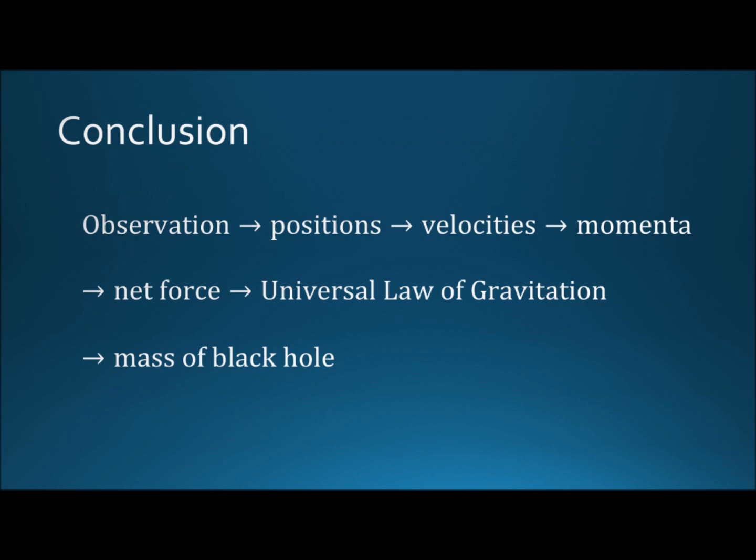So in conclusion, we were able to find forces acting on an object starting from observations. After identifying the system, we were able to work backwards and use observations to find the net force acting on it from our knowledge of Newton's second law. Then, we specified what interactions contributed to the net force so we could solve for the unknowns, which in this case was the mass of the black hole.